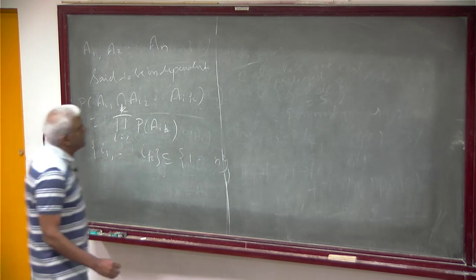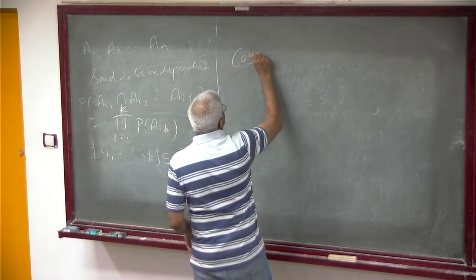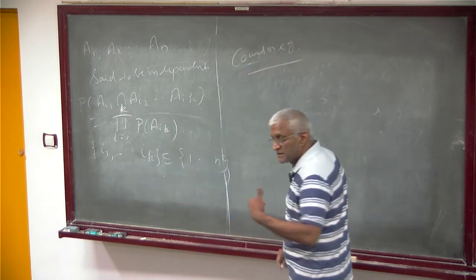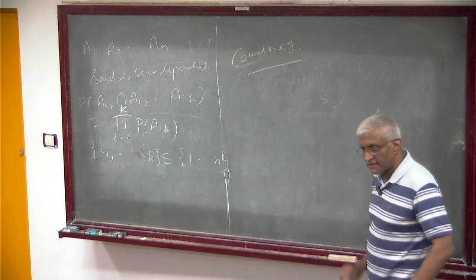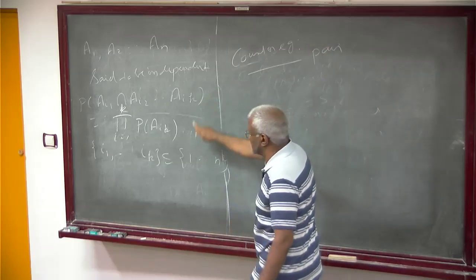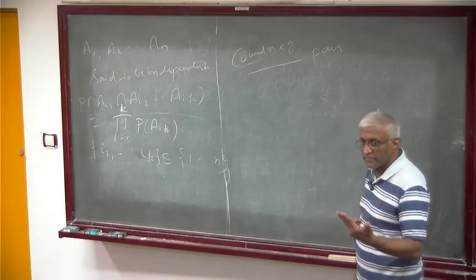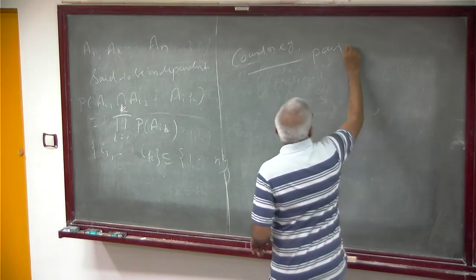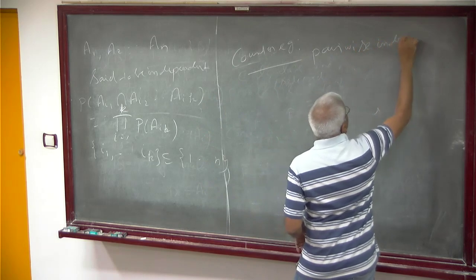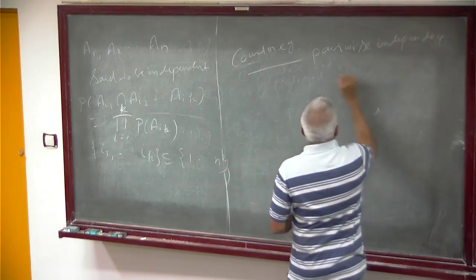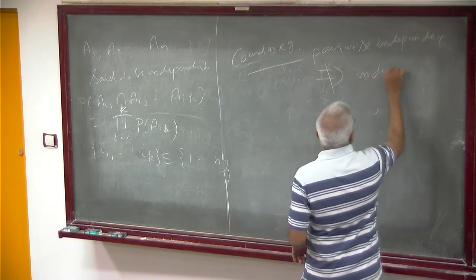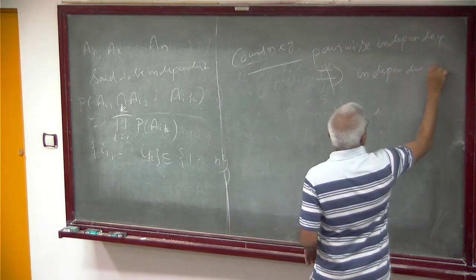So a counterexample, a very simple example I will give, for pairwise independence does not mean independence. Pairwise means this intersection condition is satisfied for any two of them. Pairwise independence does not imply independence.